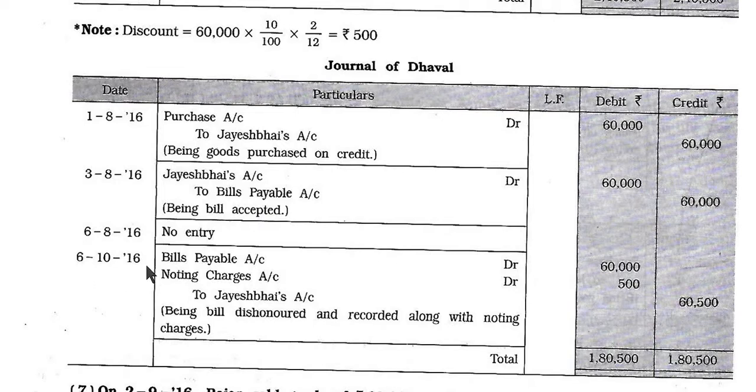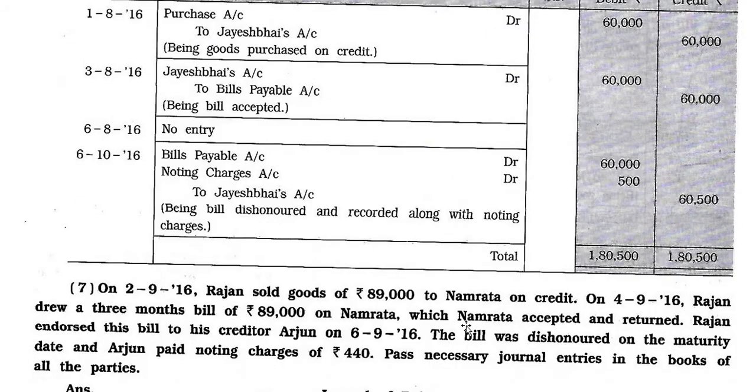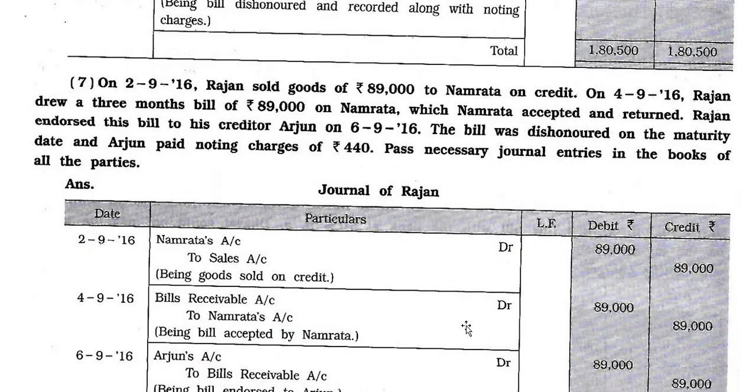Now 6/10/2016. Bills payable account debit 60,000, noting charges account 500 to Jayesbhai's account 60,500, being bill dishonored and recorded along with noting charges. Now question number 7.